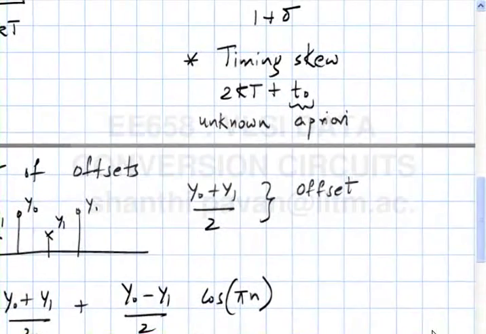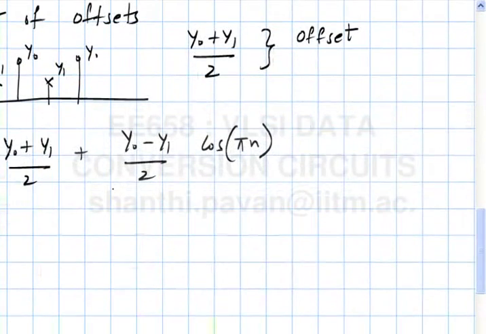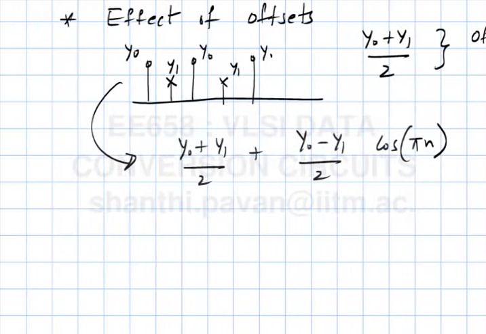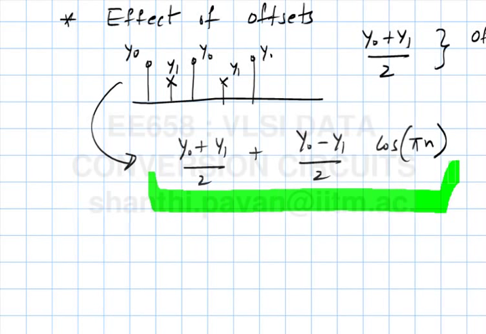Okay? So, if you looked at the spectrum of the time-interleaved sample and hold, what is this equivalent to? You would mistake the input signal to consist of what all tones? So, this is a DC offset. What about this character?